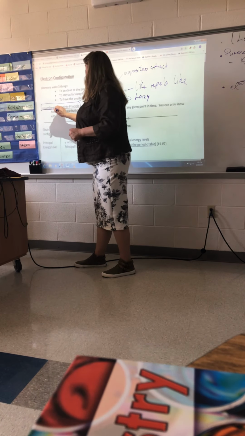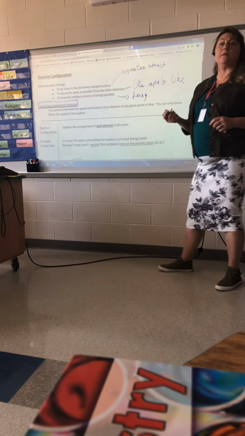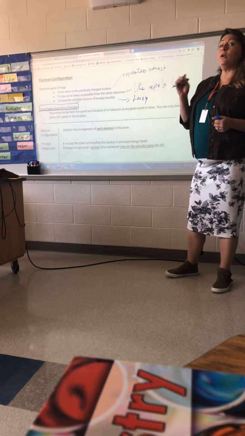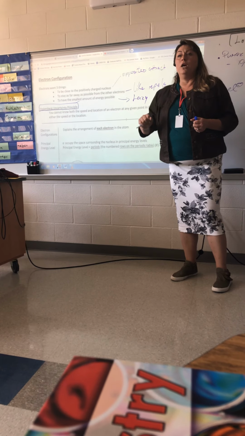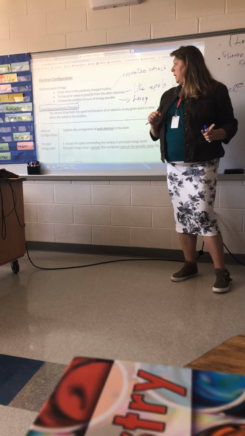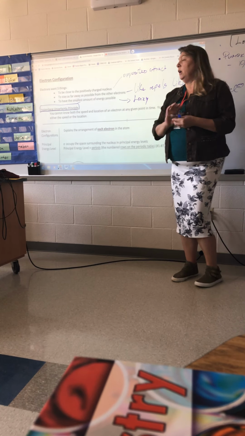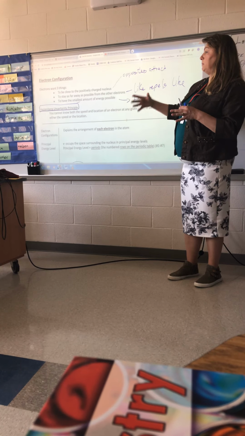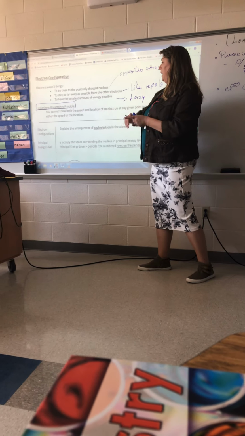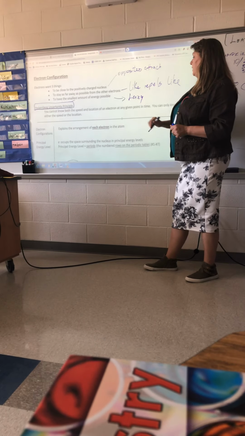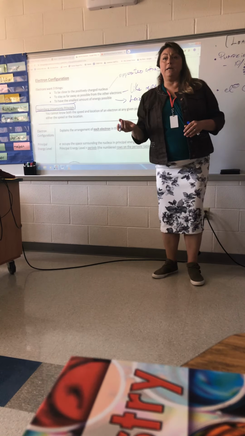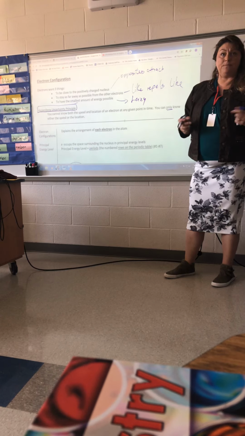This is Heisenberg's uncertainty principle. Heisenberg was a German scientist, and he said you can only know one thing about the electron. You can either know the speed or the velocity, or you can know the location, but you can't do both. So his uncertainty principle says you cannot know both the speed and the location of an electron at any given point in time. You can only know either the speed or the location.